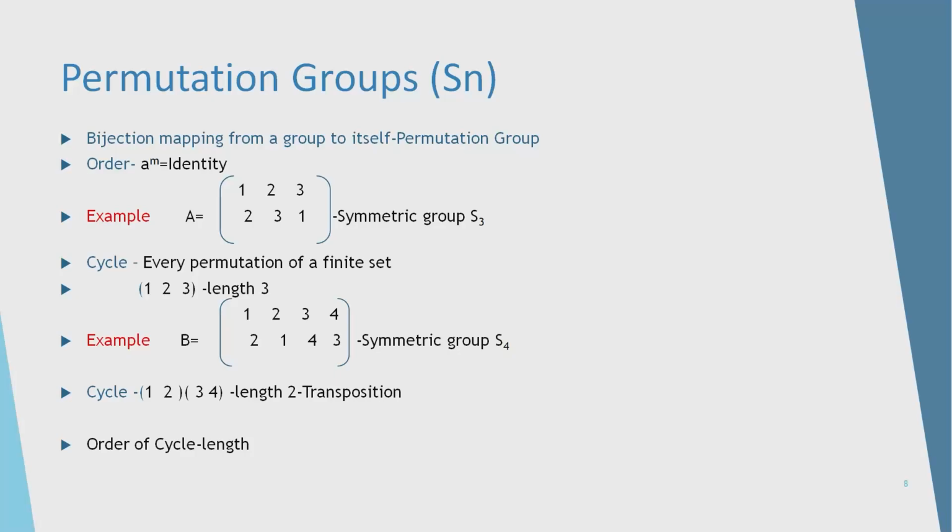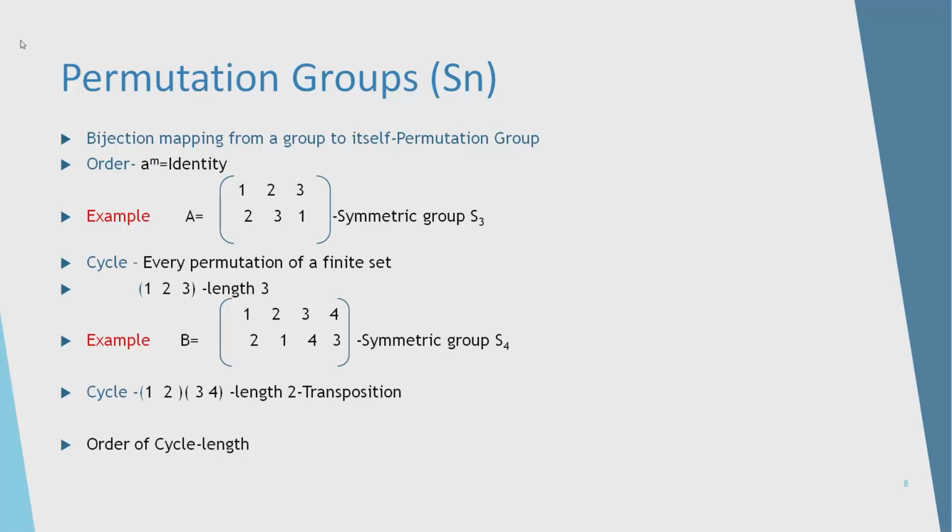Another important group is a permutation group or symmetric group. Generally, it is denoted by Sn. A symmetric group is nothing but the bijection mapping from a set to itself. Then the order of an element is the smallest m such that a power m equals identity. For example, a power 3 equals the identity, then 3 is the order. Example, S3 is a symmetric group.